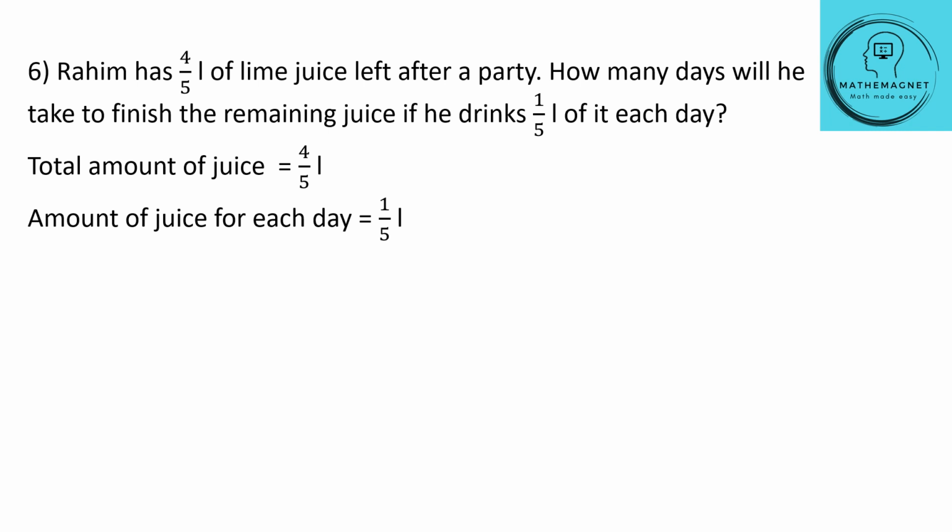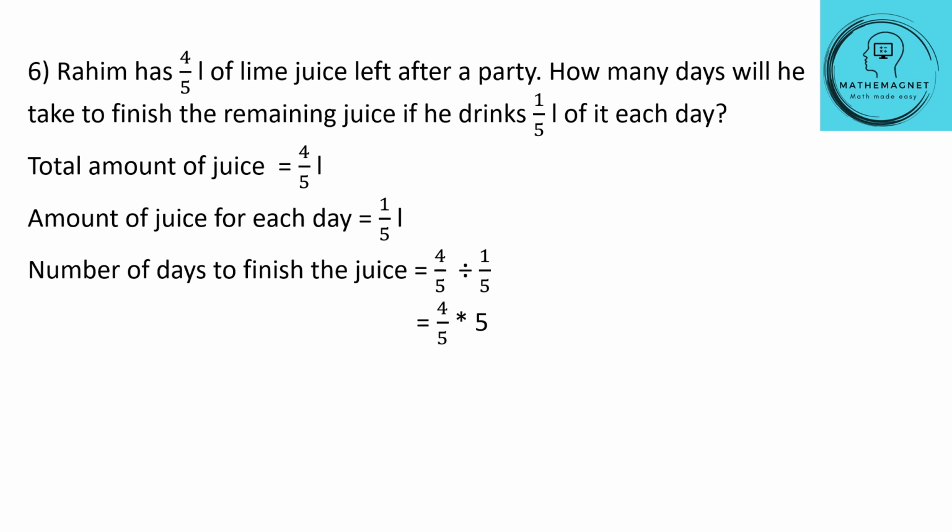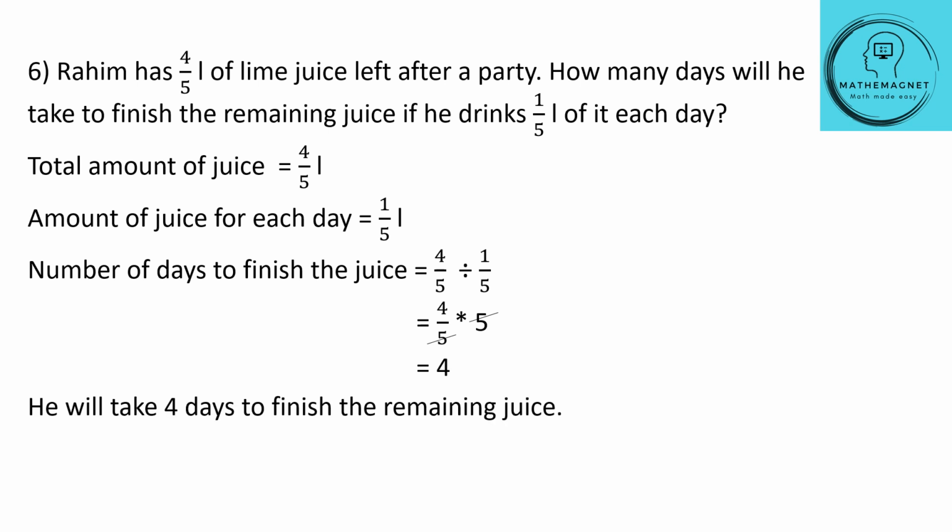So the number of days he will take to finish is 4 by 5 divided by 1 by 5. So that will be 4 by 5 into 5. 5 and 5 cancel out each other. It becomes equal to 4. So he will take 4 days to finish the remaining juice.